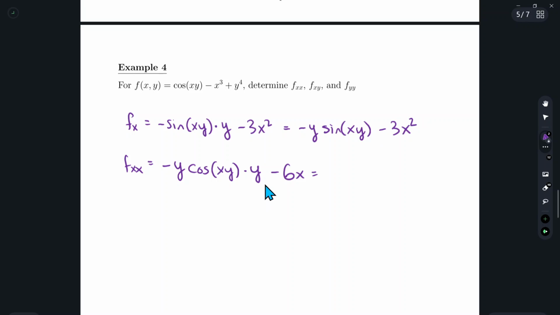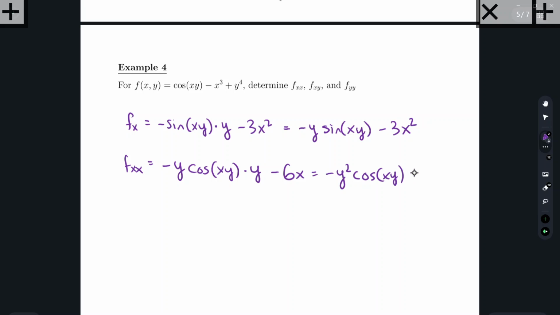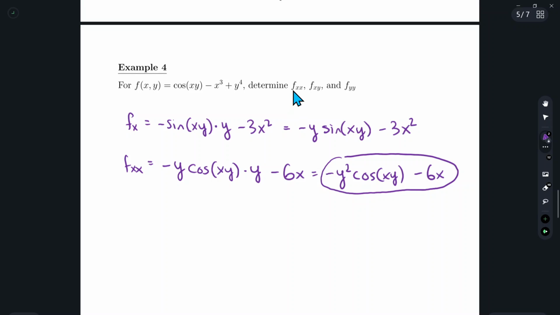Okay, so now we just simplify. So y times y is y squared. So you get minus y squared cosine of xy minus 6x. Okay, so this is the partial with respect to x done twice.